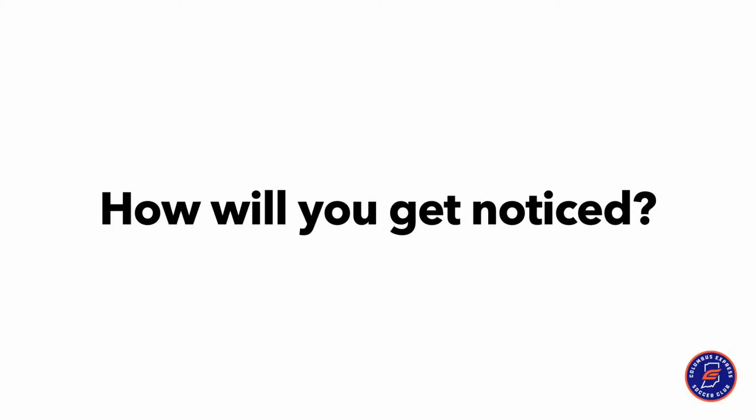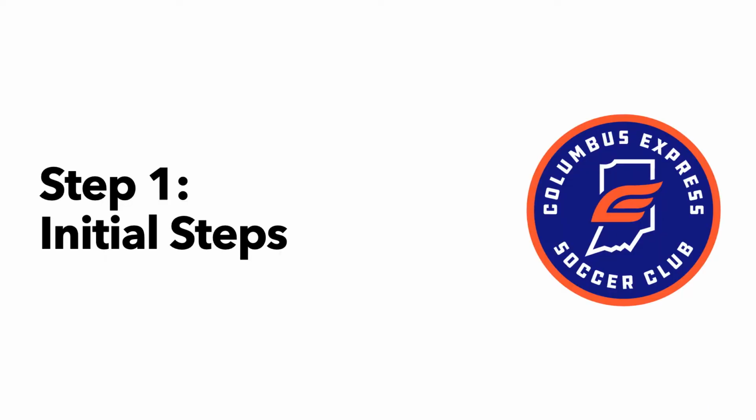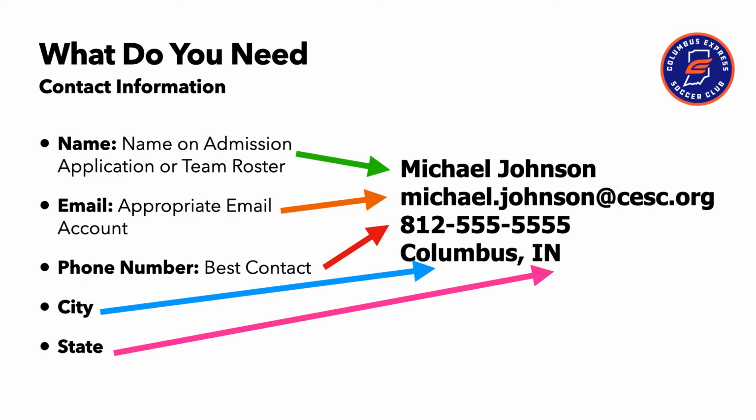And there's different ways, and we have some ideas of some ways you can enhance your brand and your profile. So some of the initial steps, very simply, first, what do you need? You need your contact information. So put the name on the admission application or team roster that you're using. So if you're going to apply as Michael Johnson, but everyone calls you Mike Johnson, maybe include Michael/Mike Johnson on there. Have an appropriate email.